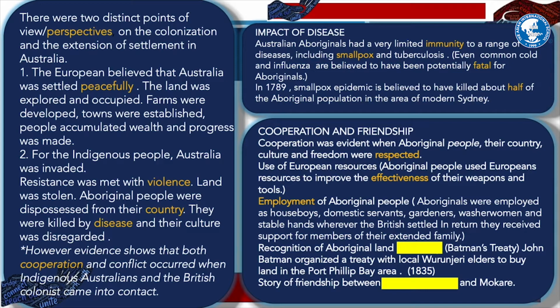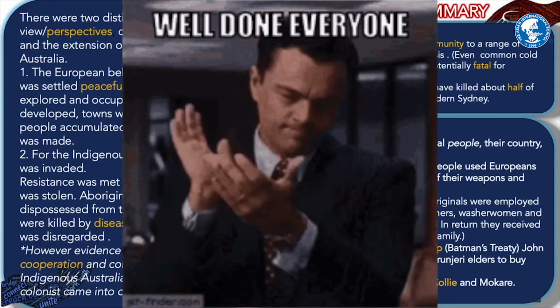Third one, recognition of Aboriginal land ownership. An example of that is Batman's Treaty. John Batman organized a treaty with local Wurundjeri elders to buy land in the Port Phillip Bay area in 1835. And also we had the story of friendship between Alexander Collie and Mokare. All done, everyone!